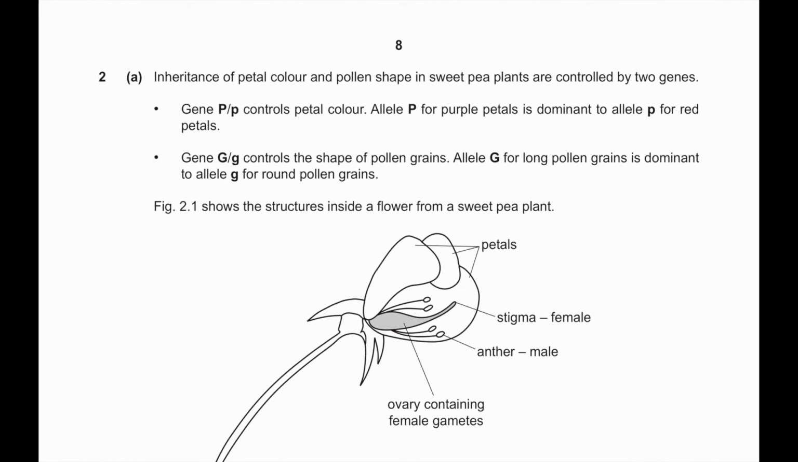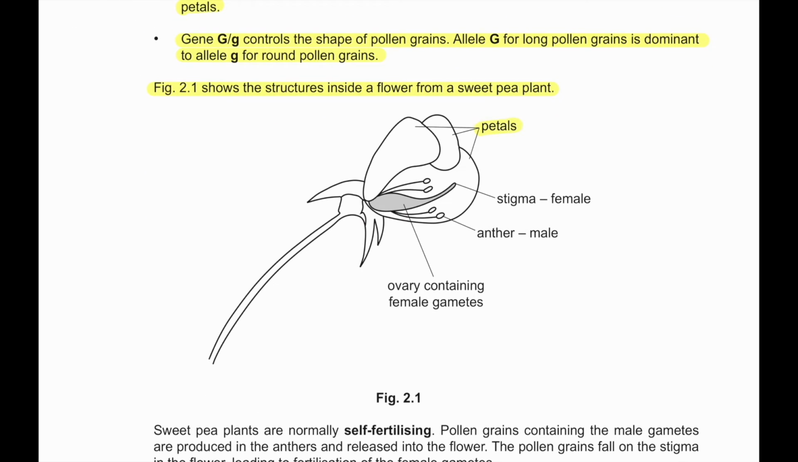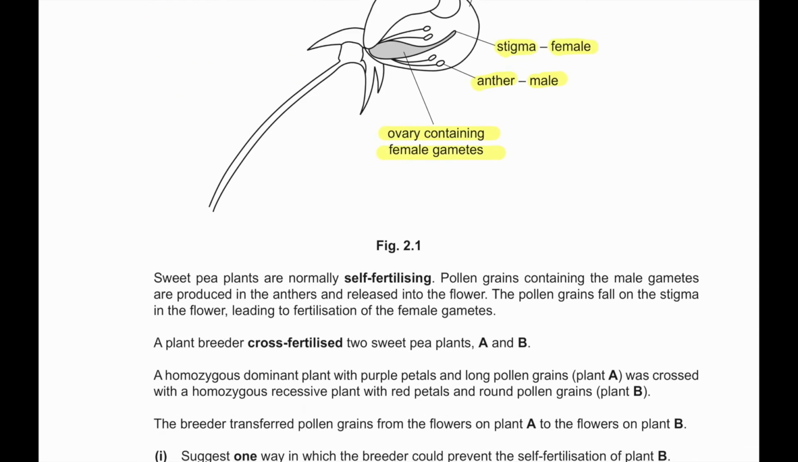Guys, question number 2a. Inheritance of petal color and pollen shape in sweet pea plants are controlled by two genes. The gene capital P controls petal color. Allele capital P is purple and dominant to allele small p, which is red petals. Gene capital G controls the shape of the pollen grains. Allele capital G for long pollen grains is dominant to allele small g for round pollen grains. Figure 2.1 shows the structures inside a flower from a sweet pea plant. So petals, we can see the stigma of a female, anther, ovary containing female gametes.